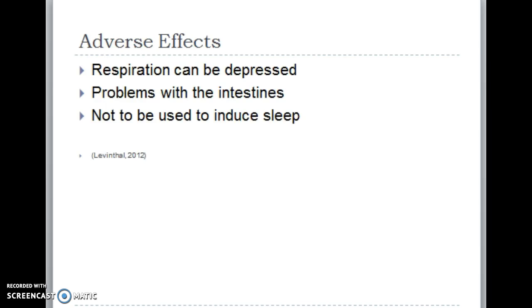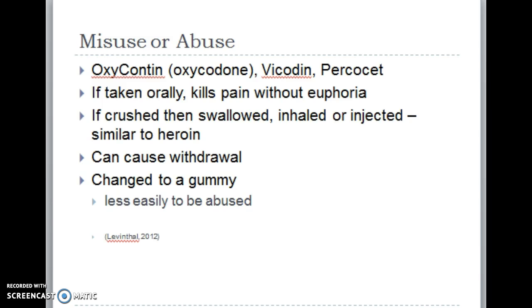Adverse effects. Respiration can be depressed, like we said, to the point where it might stop. Problems with the intestines. And it's not to be used to induce sleep because it can reduce respiration, so you might just stop breathing. Misuse or abuse.